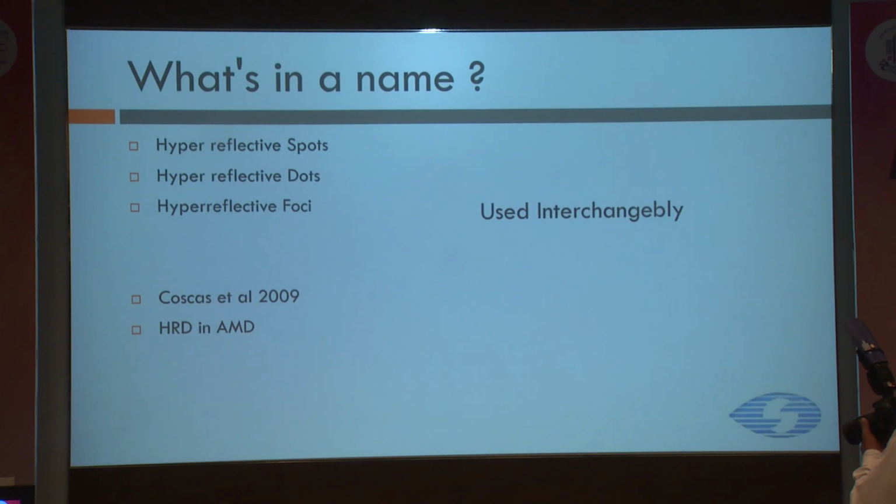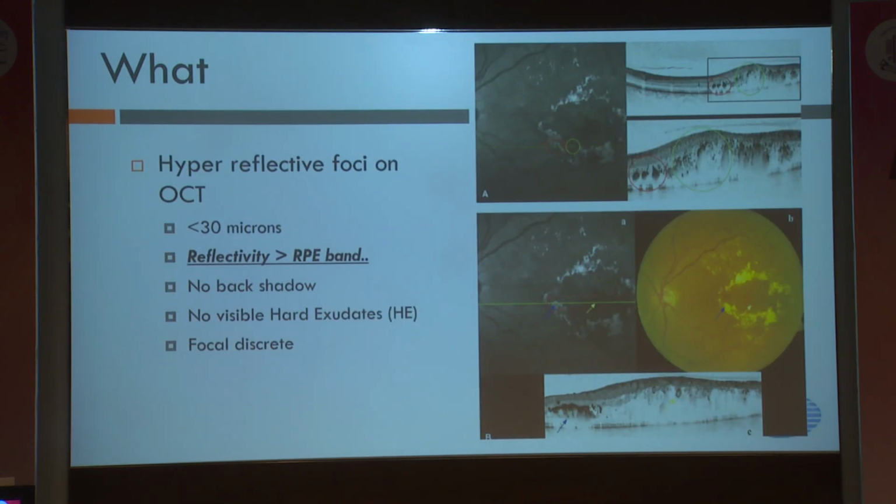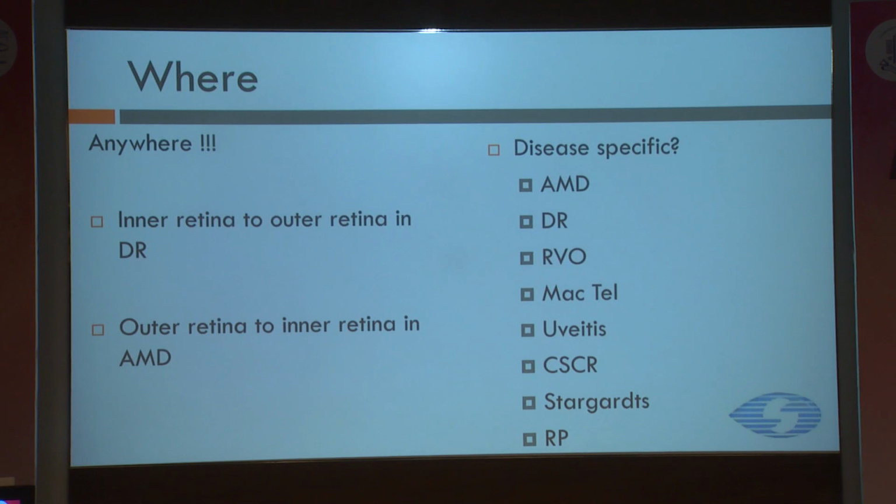Now we come to the hyperreflective spots, dots, hyperreflective foci. All these terms have been used interchangeably. So what is it? It's a focus which is less than 30 micron. The reflectivity is more than the RPE band, and what is interesting to see on the scan is that there's no back shadow caused by this. So there's no visible hard exudate in that location. It's focal and discrete. Is it disease specific?